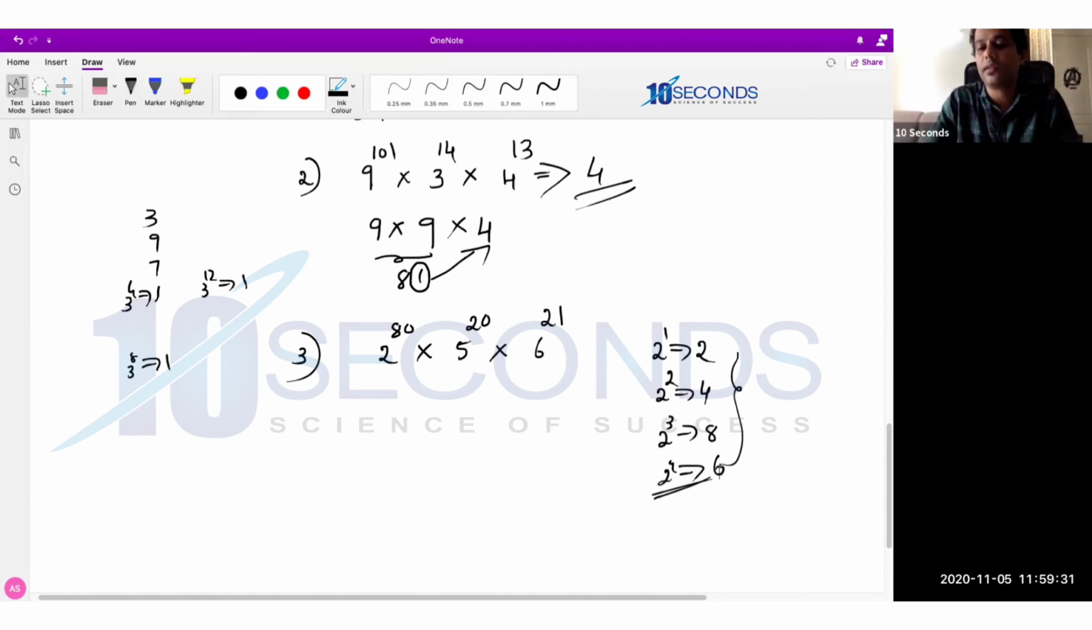What does 2 power 4 end with? 6. 2 power 8, 12, 20 ends with 6. 40 ends with 6. 60 ends with 6. 80 also ends with 6. Anything to memorize? No.